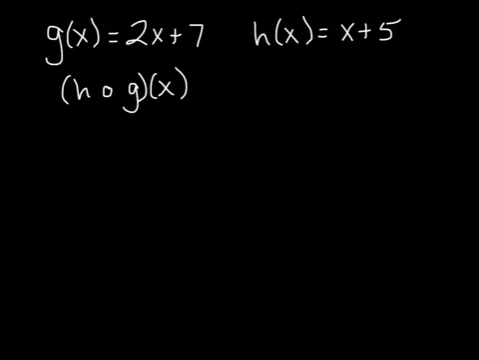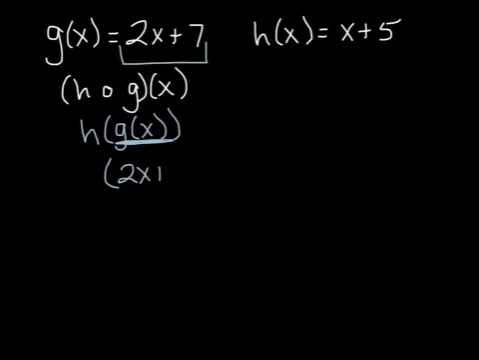Last problem, h of g of x. So again, I'm going to rewrite it h of g of x. I'm going to start in the middle. What is g of x? Well, g of x is 2x plus 7. So I have 2x plus 7.